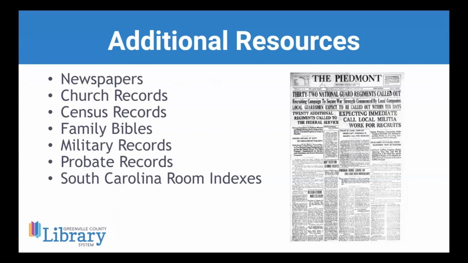Okay, so that kind of just leads into additional resources that may help if you aren't able to find, say, a birth certificate, a death certificate, a marriage certificate. What other places could you look that are going to give you information about your ancestors' life? So one of the big ones is newspapers. And you can look for obituaries, marriage announcements, birth announcements in newspapers. So those can be a great place.